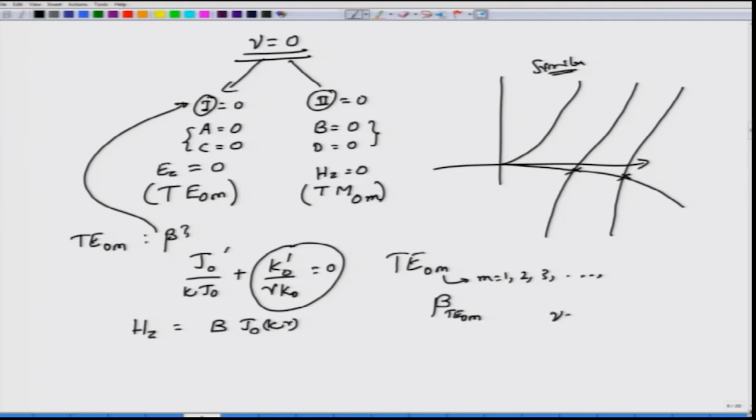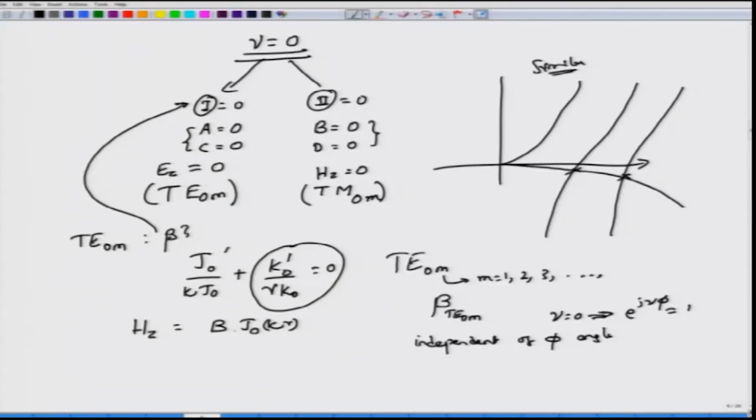That is the beauty of having nu equal to 0, because nu equal to 0 implies e to the power j nu phi is equal to 1, and therefore these fields are independent of the phi angle. Independent of phi means that they are azimuthally symmetric. So, if you go around the fiber in a circular manner at a constant radius a, you will see that the field essentially looks the same. The magnitude of the field does not really change as you circle around the optical fiber. So, you have Hz, which is some J0 kappa r, with respect to z anyway.